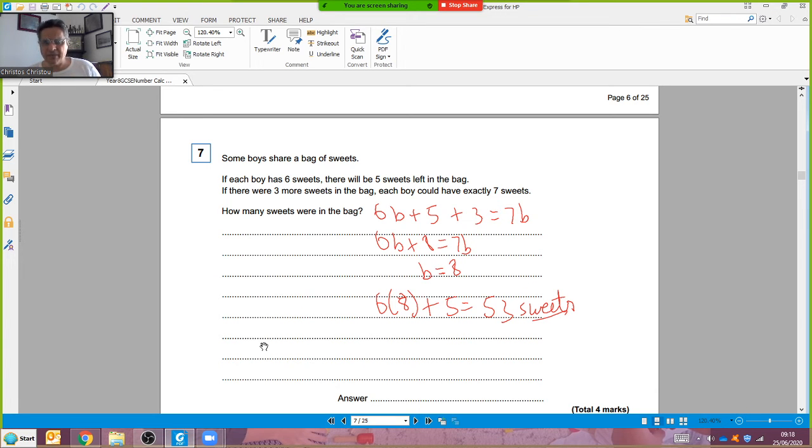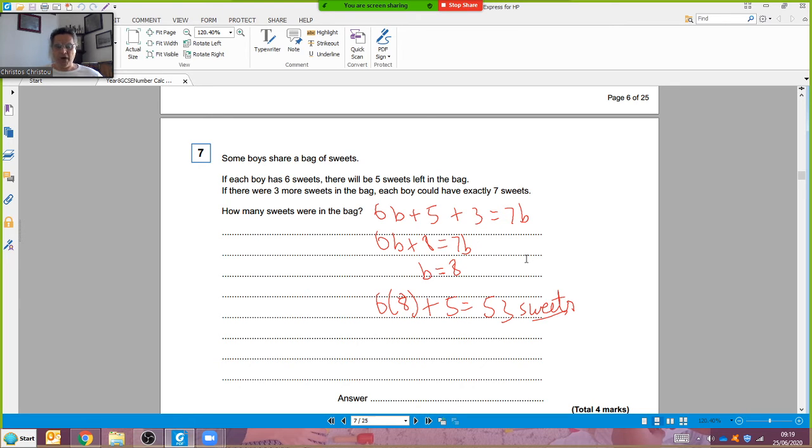So I tried to set up an equation with that, which I sort of solved. So here I go. I said 6 times the number of boys plus the 3 plus the 5 left over plus the 3 more that there could have been in there will come to 7 boys in total. So I worked out the equation. 6b plus 8 makes 7b. So each boy gets 8 sweets. I think that's how it works.